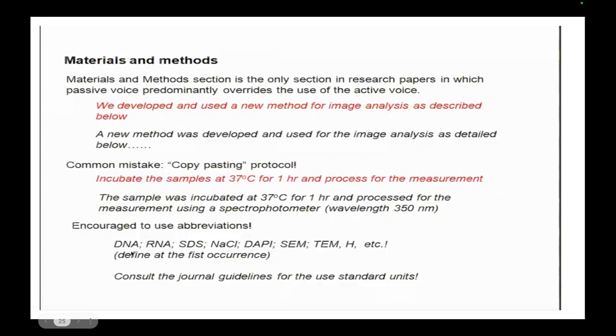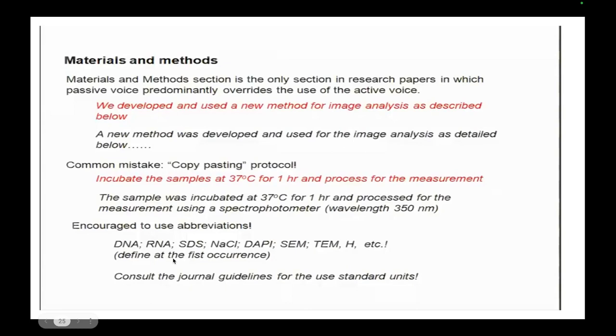So at the first occurrence, for example, if DNA appears 10 times in your paper, the first time it is written from the start of the paper, you have to write the full form, deoxyribonucleic acid, then in brackets DNA. Later on you can just write DNA, DNA, DNA.